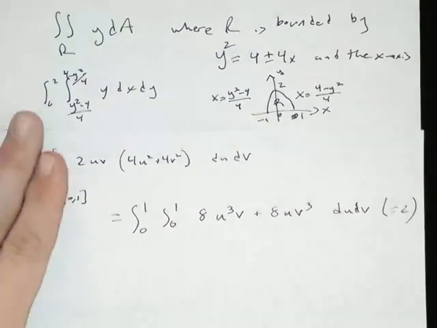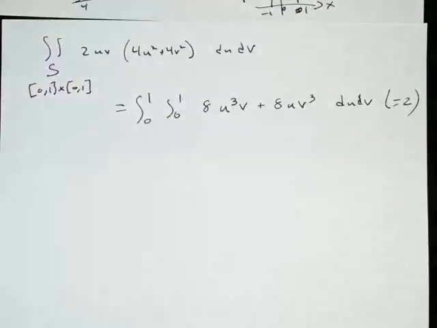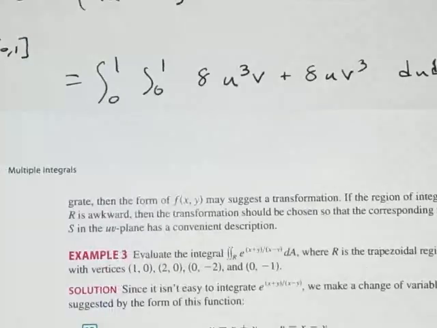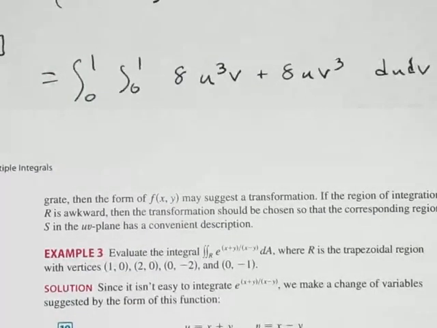Here, from the textbook, page 1058, is example 3. I want you to imagine just for a second that that's what you're given to integrate. The integral of e to the x plus y over x minus y. Somebody hit me in the head with the textbook, it'll hurt less. So, I don't want to do it.